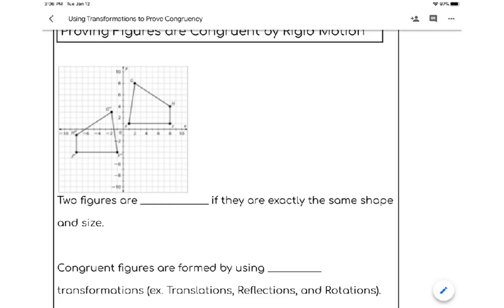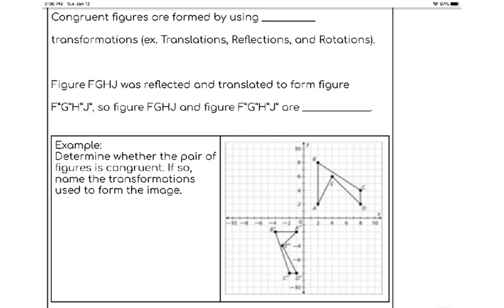Okay, so 2 figures are going to be congruent, which means they're the same, if they are exactly the same shape and size. And congruent figures are formed using those rigid transformations that we talked about before. Translations, reflections, rotations. Okay? Those are the only 3. Okay, and so figure FGHJ was reflected and translated to form the figure F double prime, G double prime, H double prime, J double prime. So that means that they are congruent, because it used a reflection and then a translation.